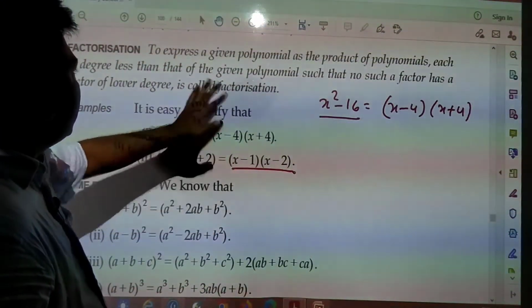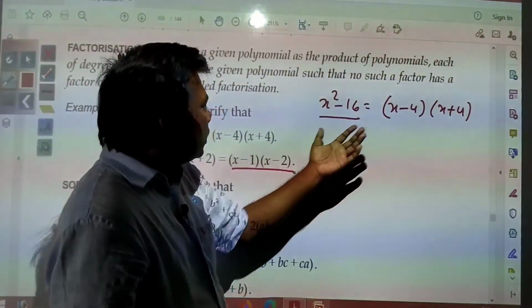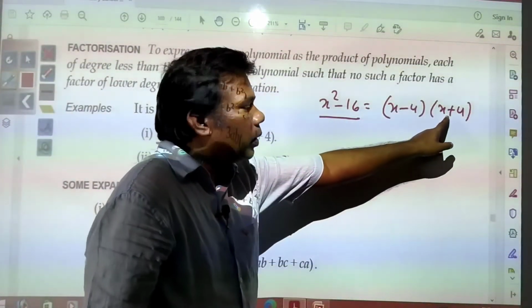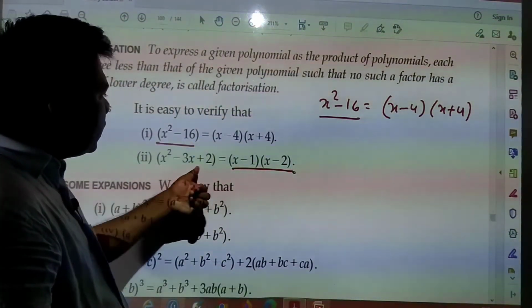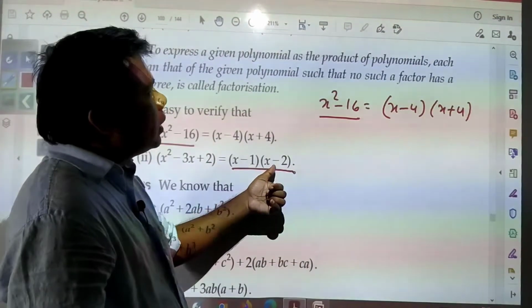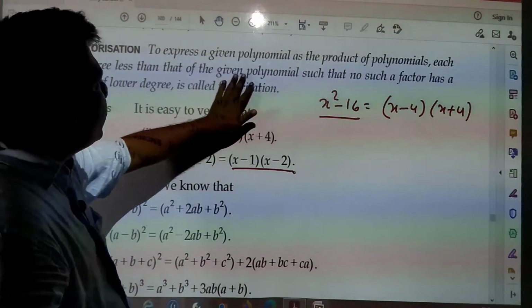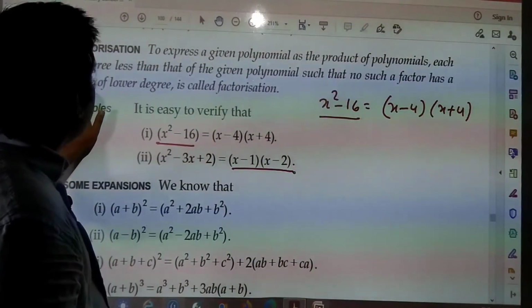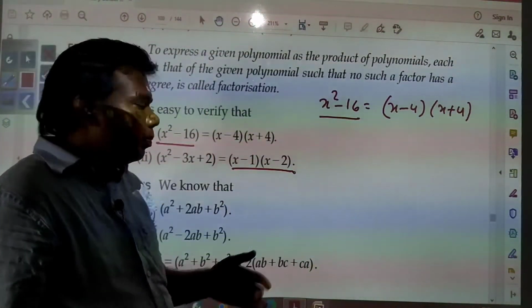So finally, again you see, to express a given polynomial as the product of polynomials: x square minus 16 has been expressed in the form of x minus 4 into x plus 4, and x square minus 3x plus 2 has been expressed in the form of x minus 1 and x minus 2. Each is of degree less than that of the given polynomial, such that no such factor has a factor of lower degree. This is called factorization.